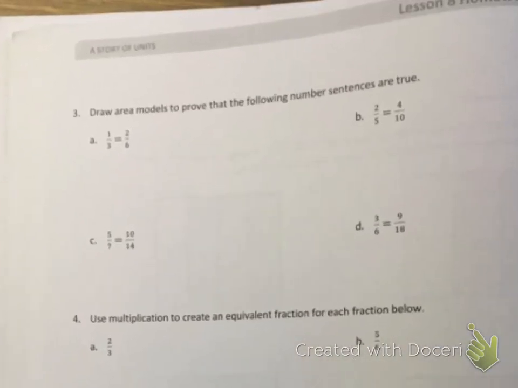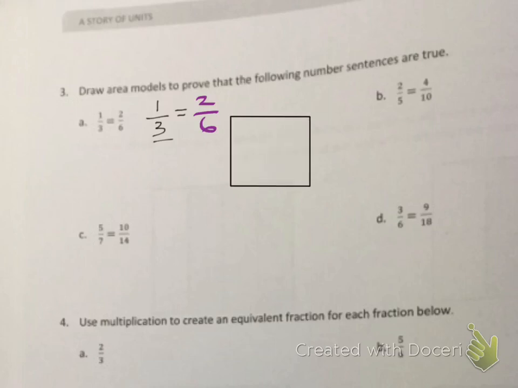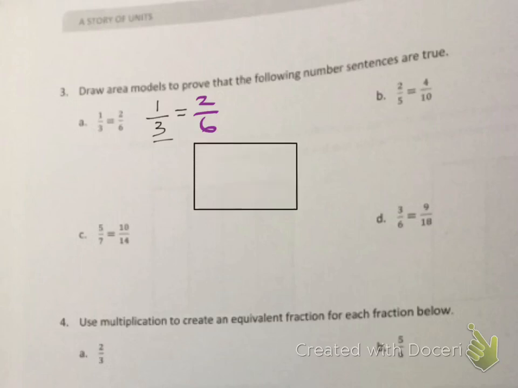So I'm going to zoom in on these first sets of problems for 3A, 3B, 3C, and 3D. We are working with 1/3 first. So I'm going to rewrite this here as 1/3 equals 2/6, just so we can see it a little bit larger on your screens. We are going to make an area model of 1/3 first.